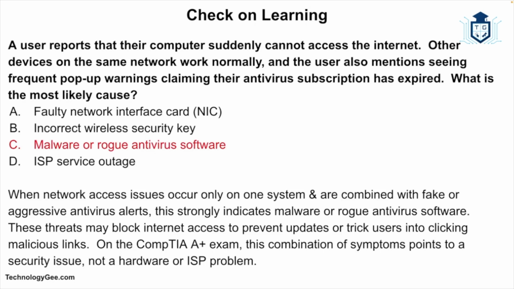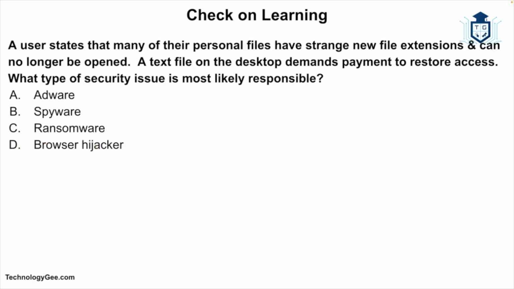The correct answer is malware or rogue antivirus software. When network access issues occur only on one system and are combined with fake or aggressive antivirus alerts, this strongly indicates malware or rogue antivirus software. These threats may block internet access to prevent updates or trick users into clicking malicious links. On the CompTIA A+ exam, this combination of symptoms points to a security issue and not a hardware or ISP problem. Next question.